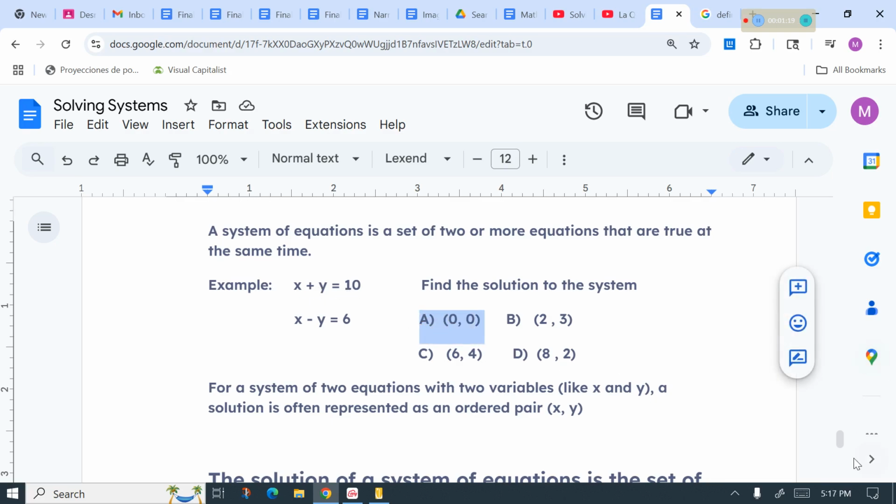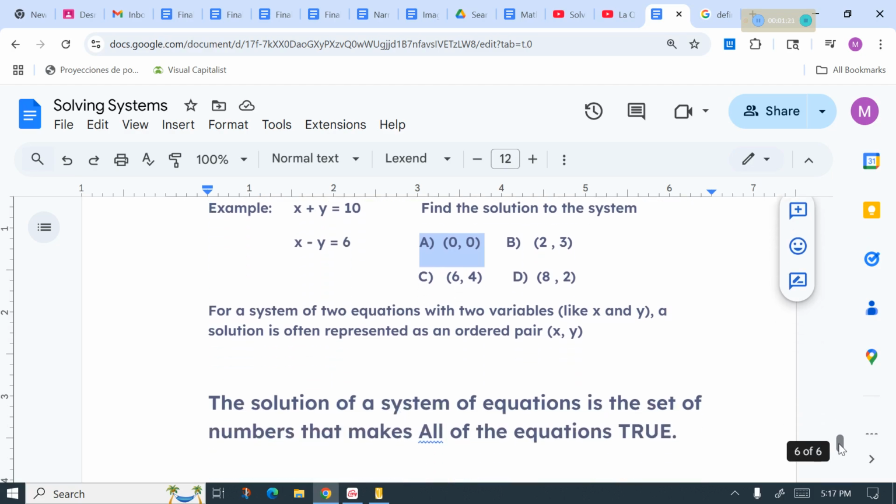Okay, and to find a solution, let's go down here and see a little bit. For a system of two equations with two variables like x and y, like we have here, a solution is often represented as an ordered pair. That's where we get two numbers in parentheses like this, separated with a comma, and the first one is x, and the second one is always y. So we're assuming that you understand that process, that we're in this order. First is x and second is y.